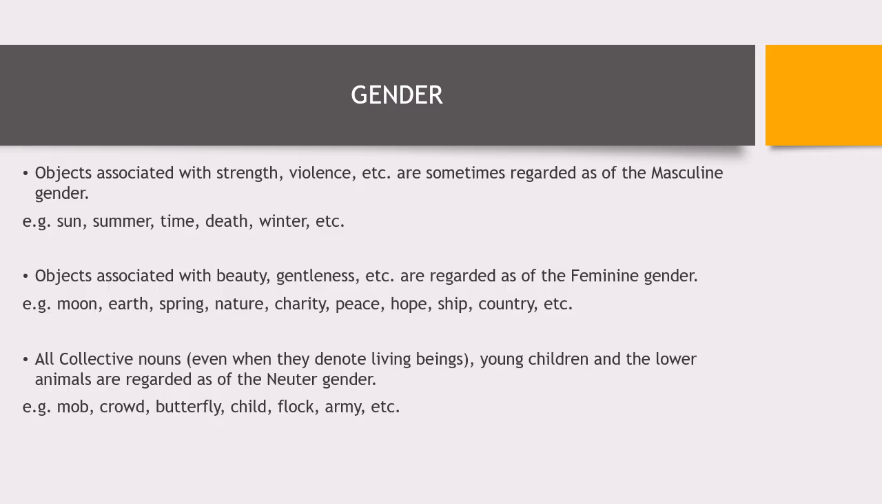All collective nouns, even when they denote living beings, young children, and the lower animals, are regarded as of the neuter gender. For example, mob, crowd, butterfly, child, flock, army, etc.